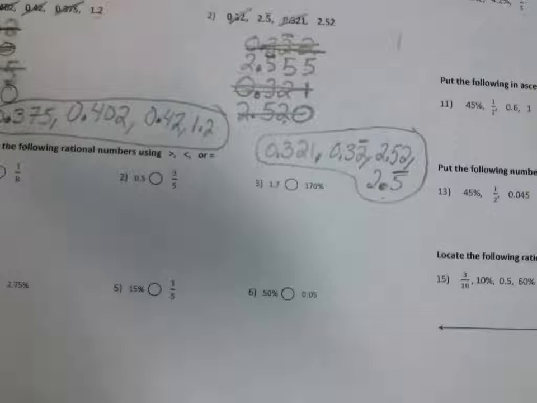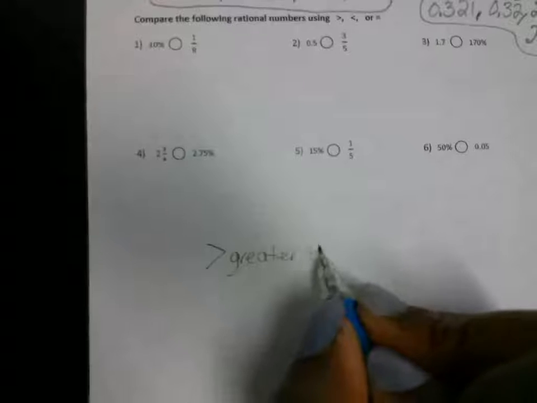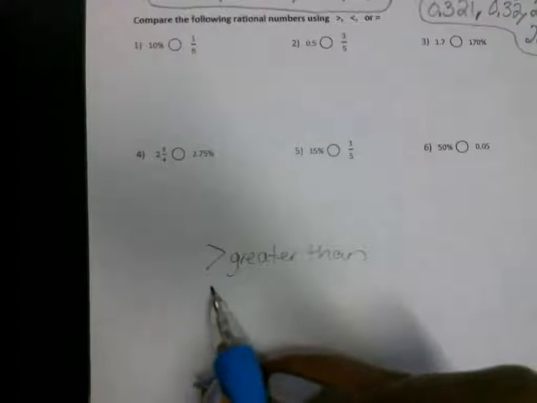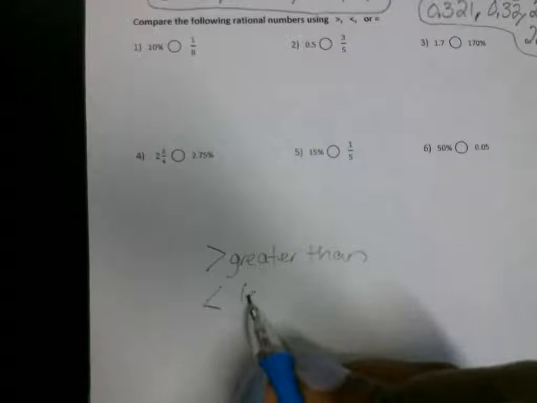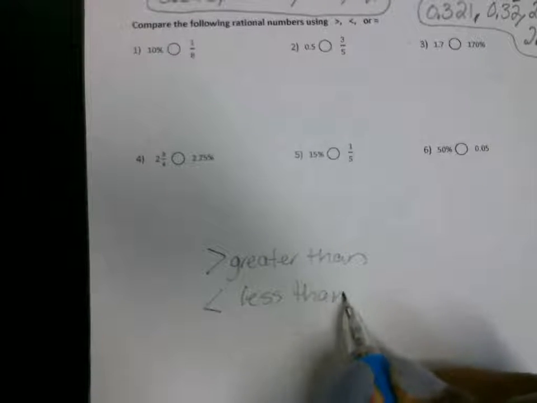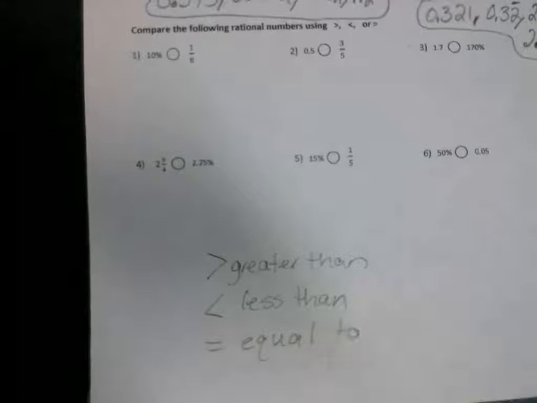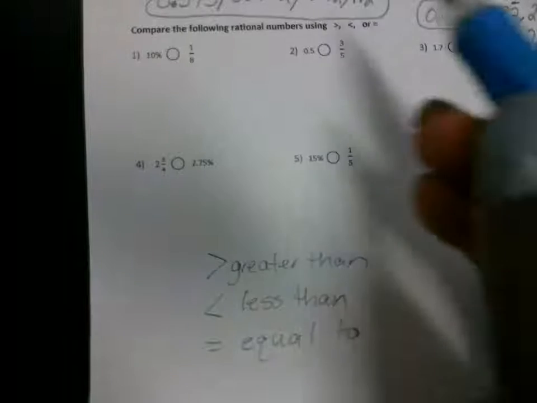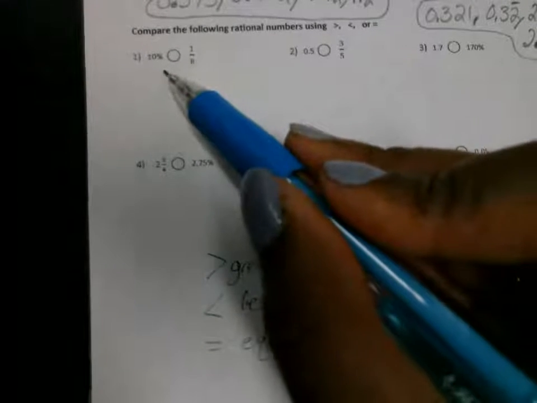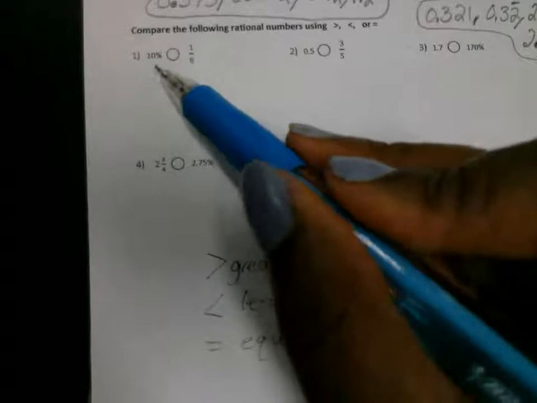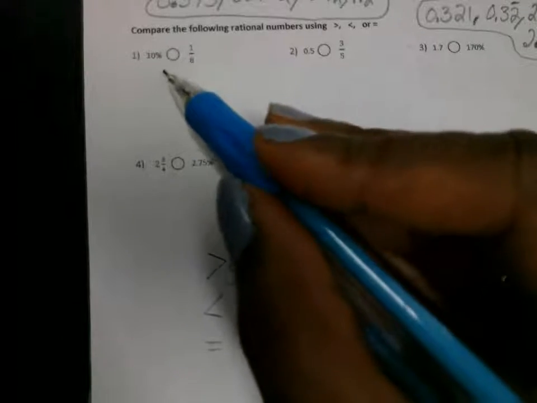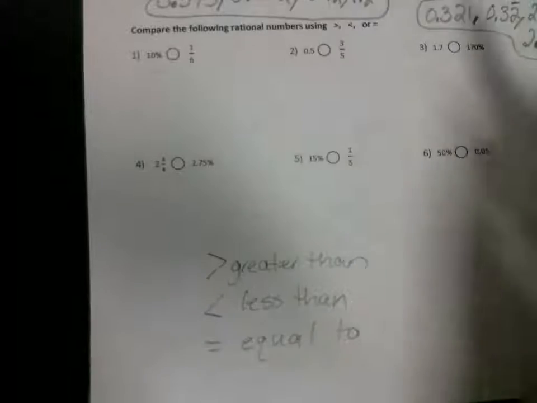We're going to compare the two numbers together. We're going to say if it's greater than, this is your greater than symbol. This is your less than symbol. And this is equal to. So in order to figure out which number is the biggest or which number is the smallest, we're going to convert them to decimals like we did up here. Well, these were already decimals.